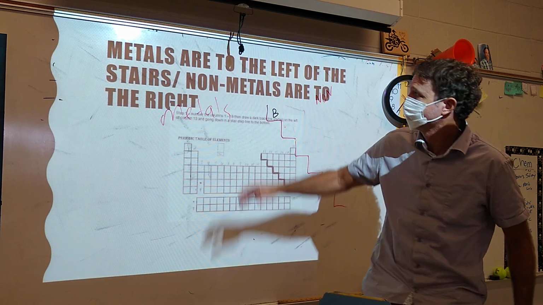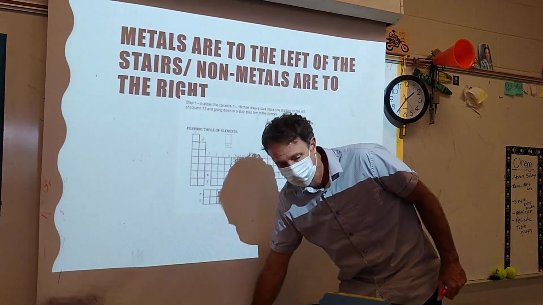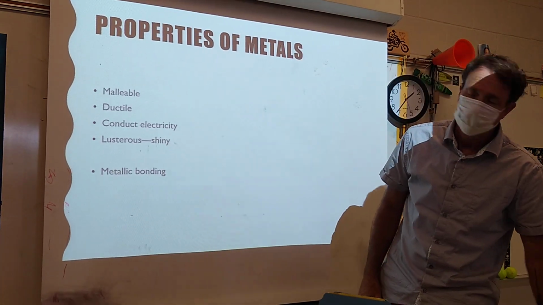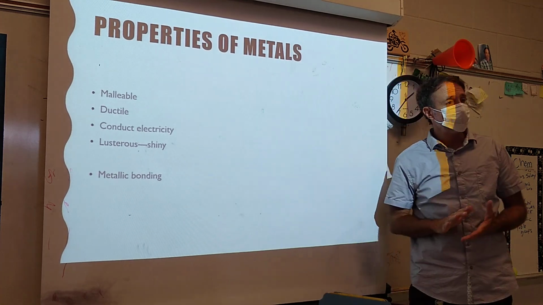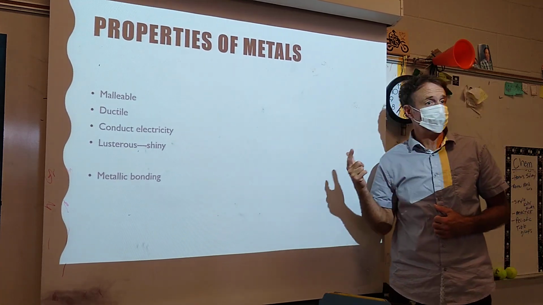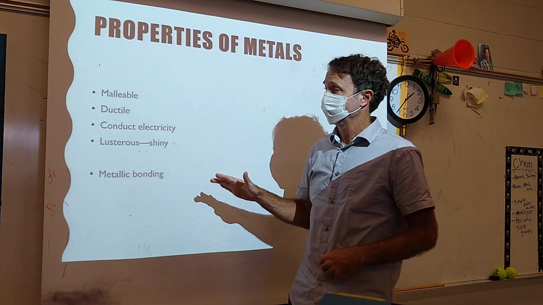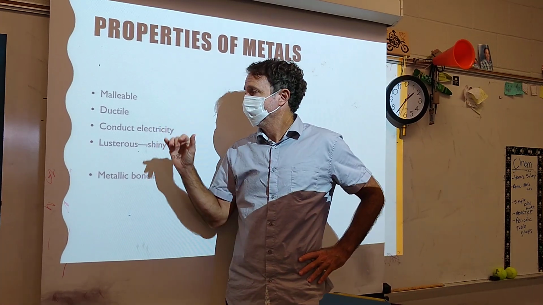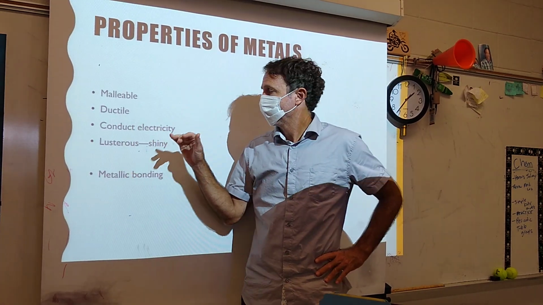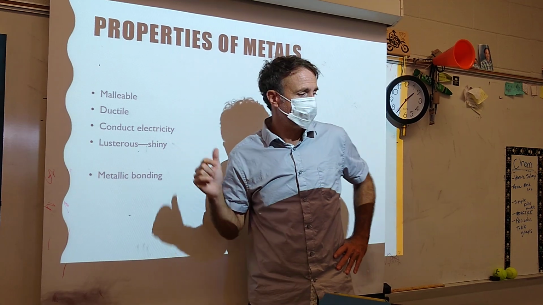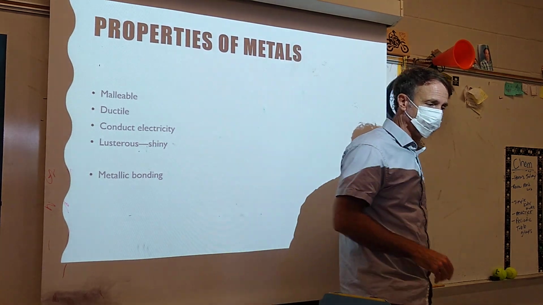So, properties of metals. Things that are metal. This is notes. These are things you need to write down. Things that are metal are malleable, ductile. They conduct electricity, and they're usually lustrous and shiny.